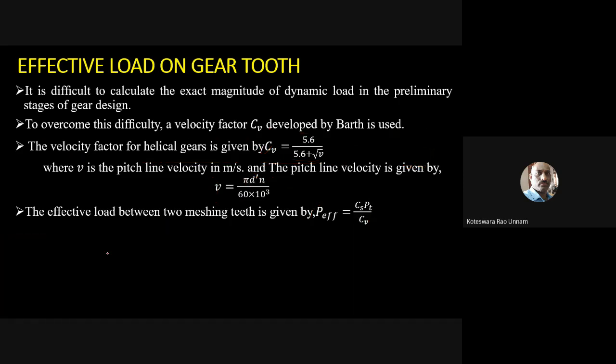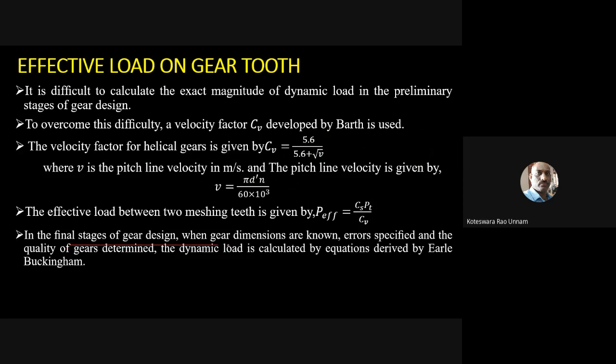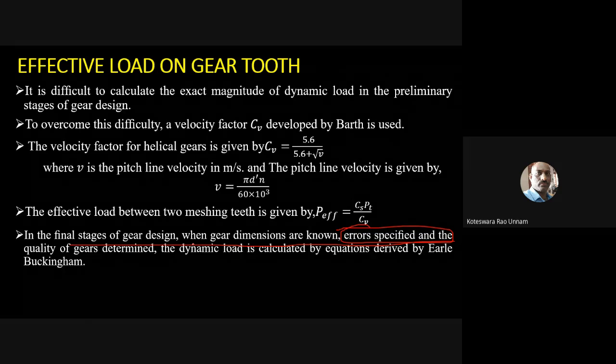Now if I want to use Buckingham's equation, if I want to have a precise load or precise dynamic load, we need to go for Buckingham's equation. In that we should know what the errors are. In the textbook he specified the errors in grades, but in the data book we have only three groups of error, whether it is commercial gears or carefully cut and precisely cut gears. So we have a table of that. We'll use the table to solve the problems related to this.